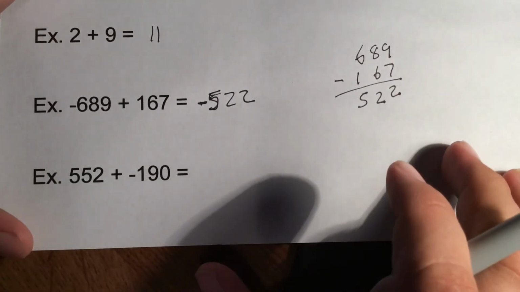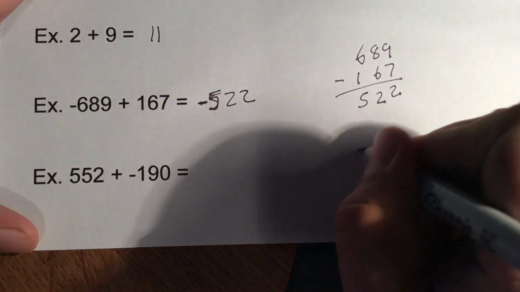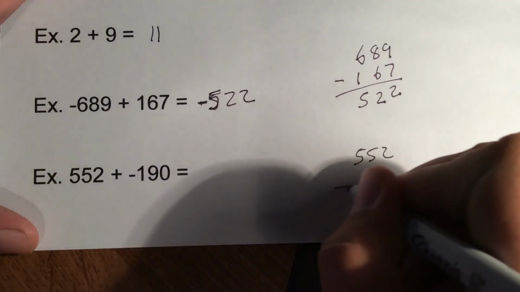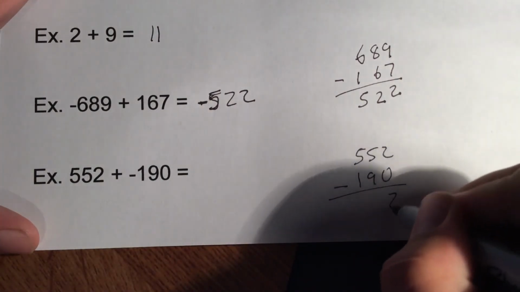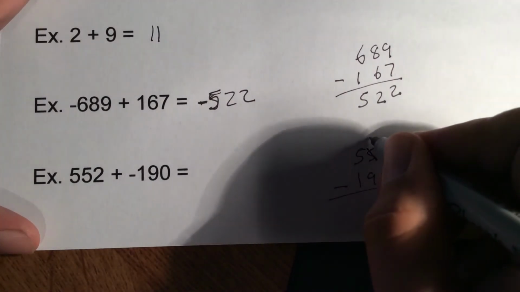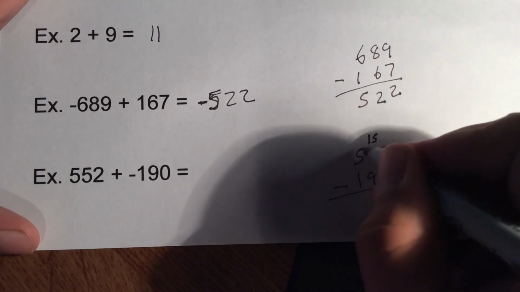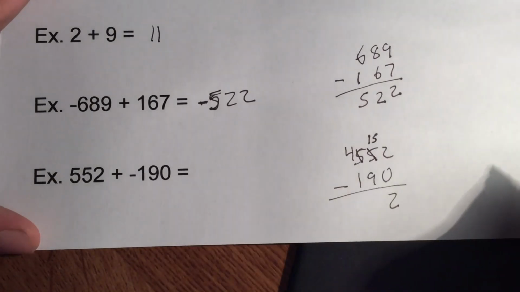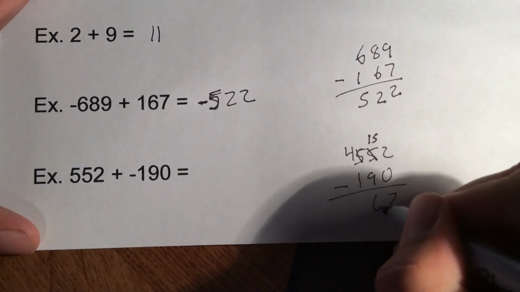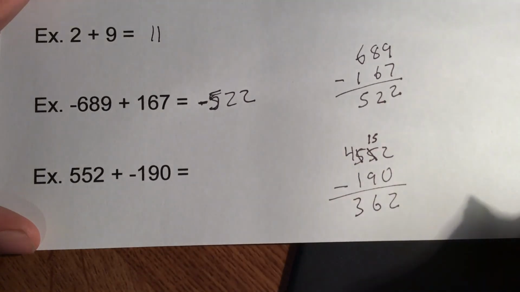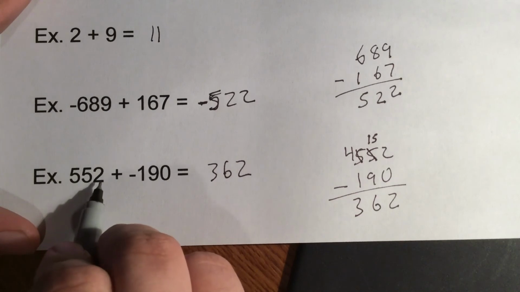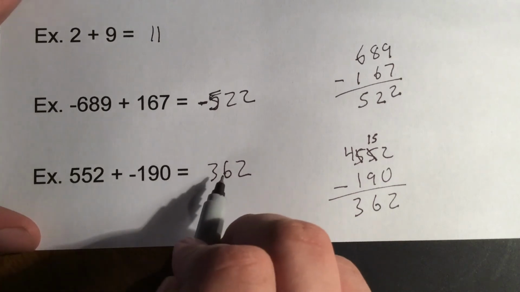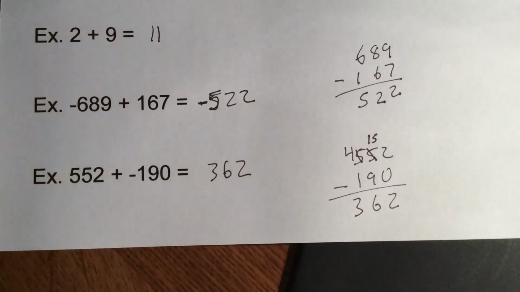So same thing. We have different signs. So our bigger one, 552, minus our smaller one, 190. So 2 minus 0 is 2. 5, we have to borrow to make this 15 out of 4. 15 minus 9 would leave us 6. 4 would be 3. So 362. 552 is bigger. It was positive, so this is going to stay positive, and that's our answer.